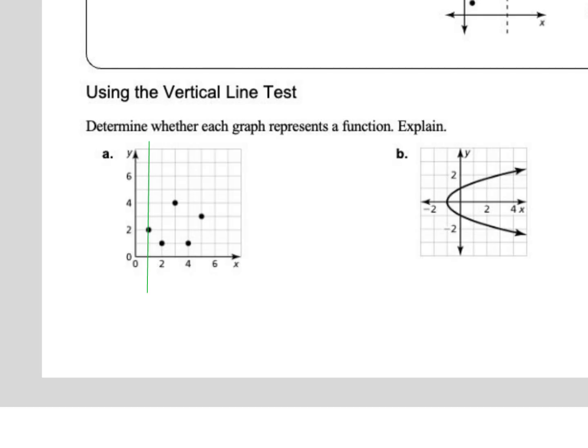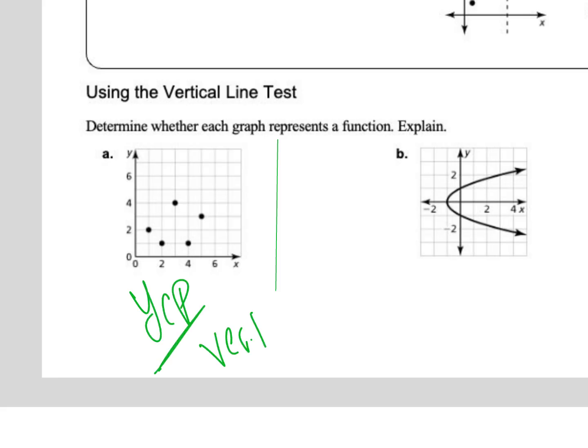So now using the vertical line test, I would draw a vertical line. Actually, I wouldn't draw a vertical line. I would take a pen or a Post-it note or the edge of a paper, and then I would just drag it along and go, okay, as I go along, I'm only hitting one point ever. So, yep, that's a function.